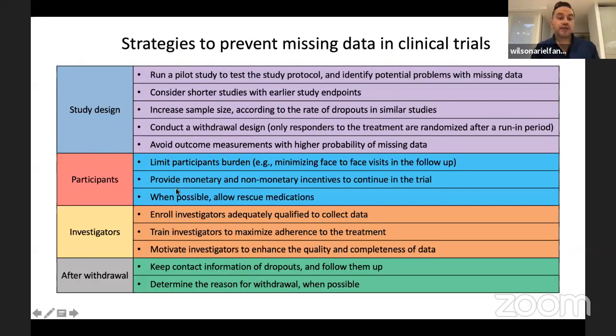There's nothing wrong in providing monetary and non-monetary incentives to the participants to continue in the trial. When possible, obviously, try to use low-risk medications so patients are not going to drop out because of the lack of effectiveness of the treatment, whatever the treatment is. And moving to the investigators.